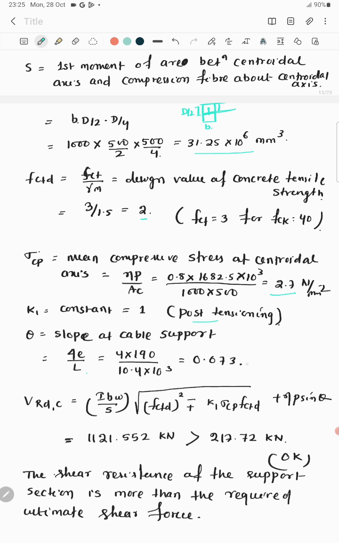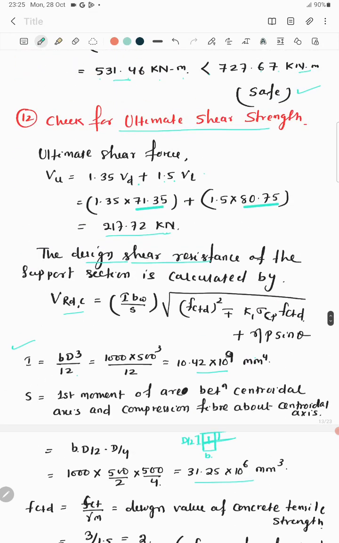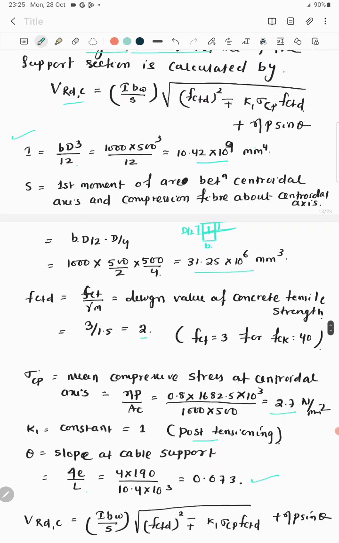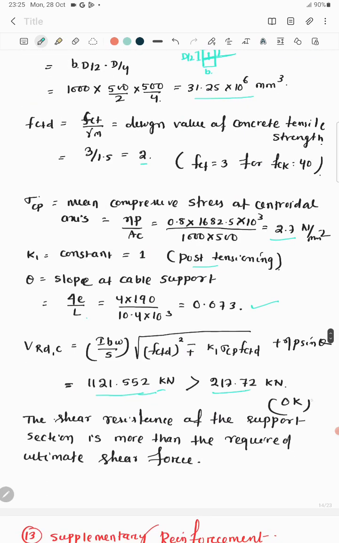which is coming 0.073. So after putting all the values in the expression of VRDC, it is coming to be 1121.552 kilonewton. So this is the design shear strength of the section, which is more than the calculated shear force, that is 217.72. So this is okay. The shear resistance of the support section is more than the required ultimate shear force. So the structure is safe in shear.